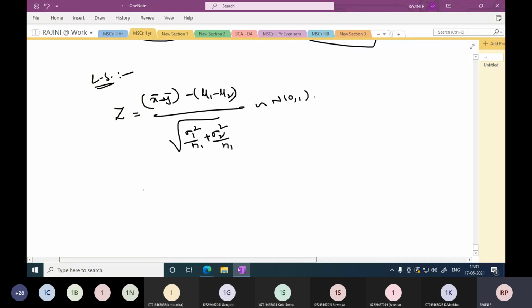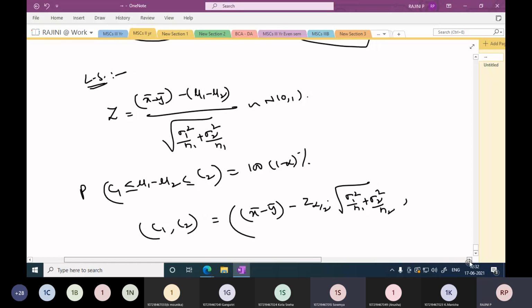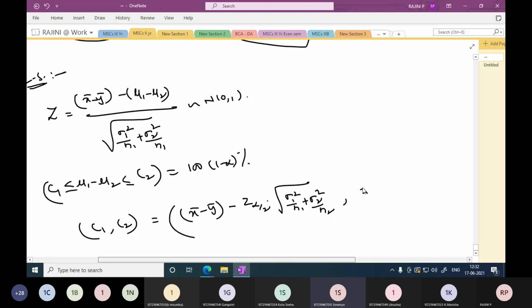Now, what are the limits of mu1 minus mu2? C1 is X bar minus Y bar minus Z alpha by 2 into the root of sigma 1 square by n1 plus sigma 2 square by n2. Very good. What is C2? C2 is X bar minus Y bar plus Z alpha by 2 into the root of sigma 1 square by n1 plus sigma 2 square by n2.